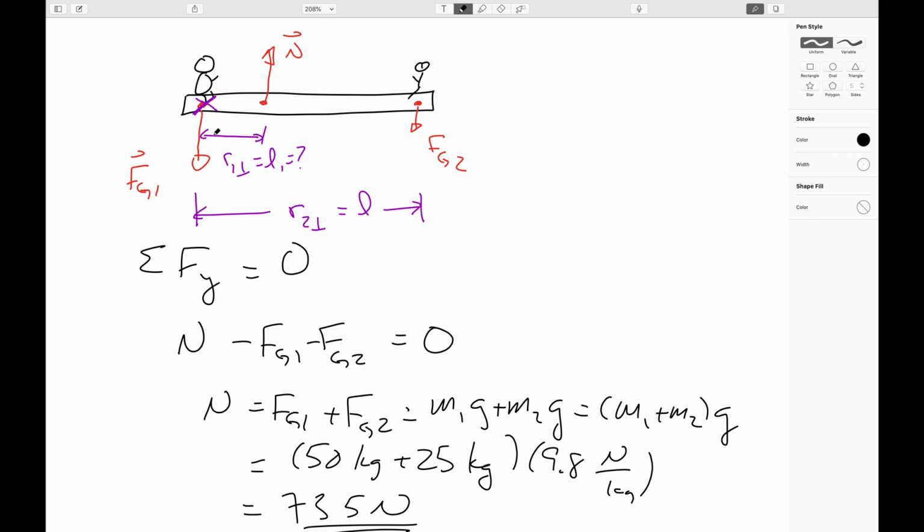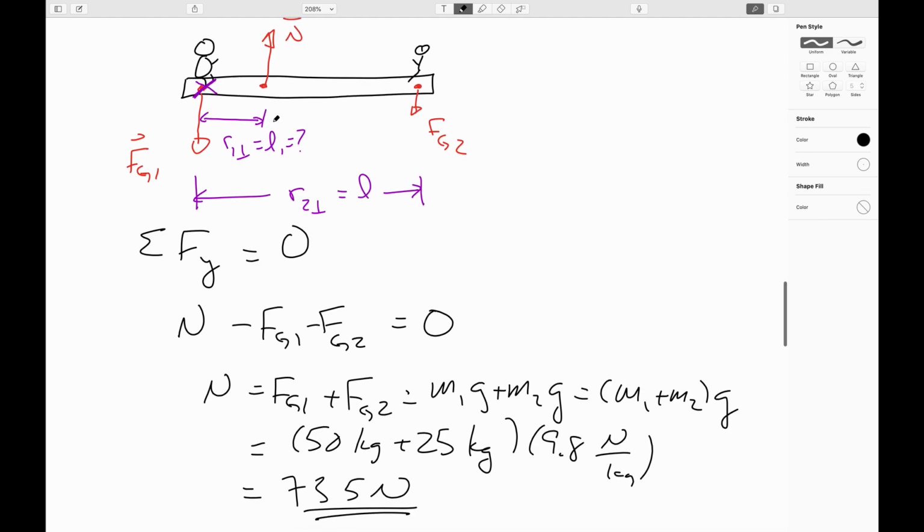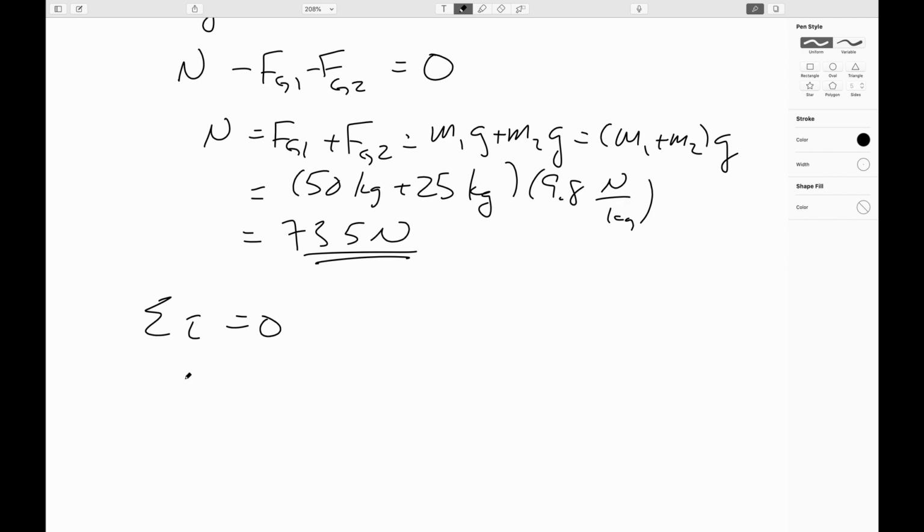So the first thing we notice is that the torque due to gravity from the big kid is 0. This is because the line of action for the big kid's force of gravity goes right through the axis of rotation. But now we have a non-zero lever arm for the normal force. So you win some, you lose some. So we can go ahead here and say, well, we had Fg1 times R1 perpendicular, but R1 perpendicular is 0, so that term went away.